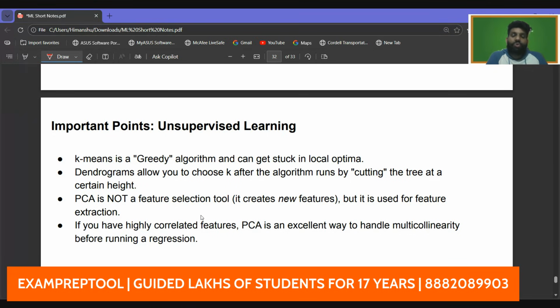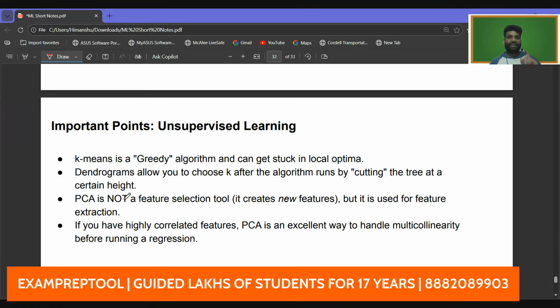Dendrograms allow you to choose k after the algorithm runs by cutting the tree at a certain height. You actually start from as many clusters as you had data points and keep building up fewer and fewer clusters. Using the dendrogram, you can always determine how many clusters you want based on the nature of the clusters you got by now. You can cut the tree to move ahead, and whatever clusters you have would become your overall number of clusters right now.